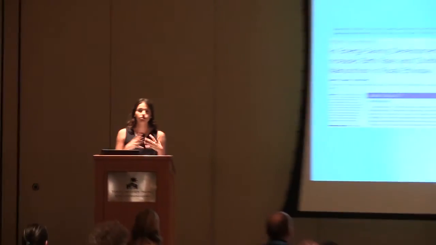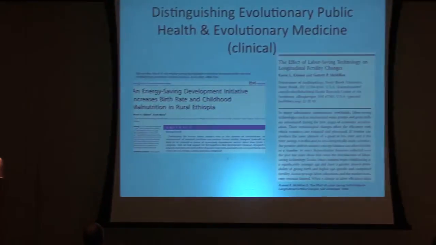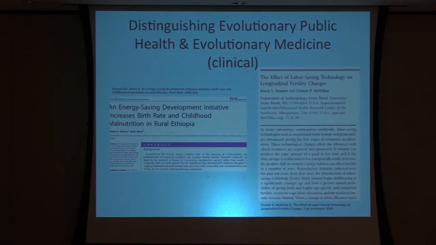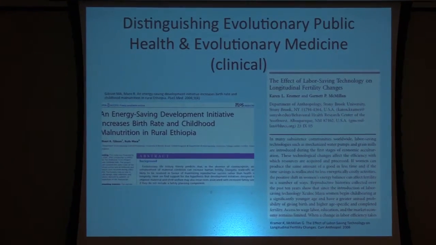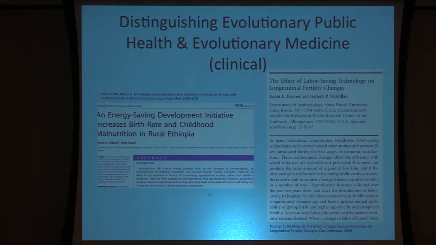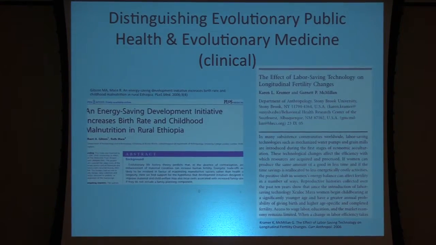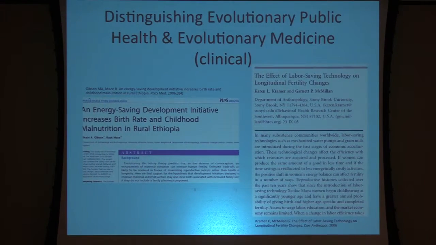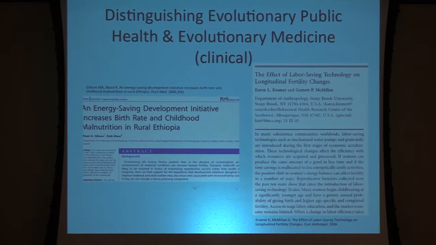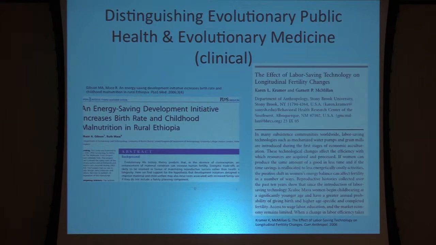Now, I think the first step in this is distinguishing the difference between a problem that is mostly approached in a clinical setting, so one-on-one provider and patient, versus a problem that's typically approached in a public health setting. The example that has been used many times to illustrate a public health problem that can be approached from an evolutionary perspective is the paper by Ruth Mace and Mari Gibson.